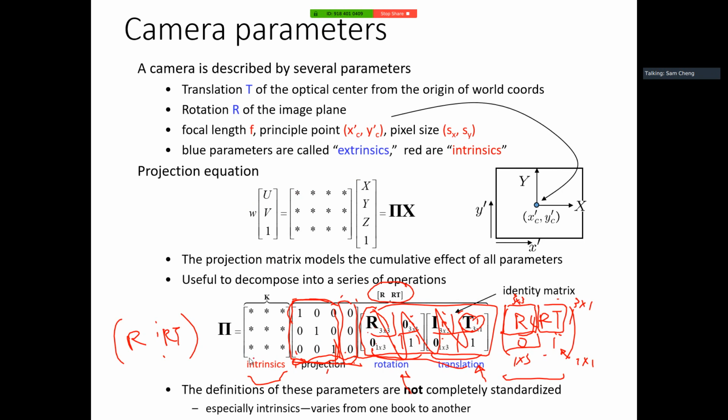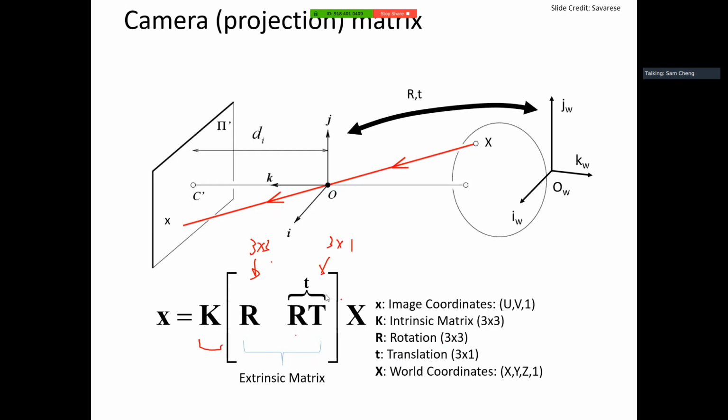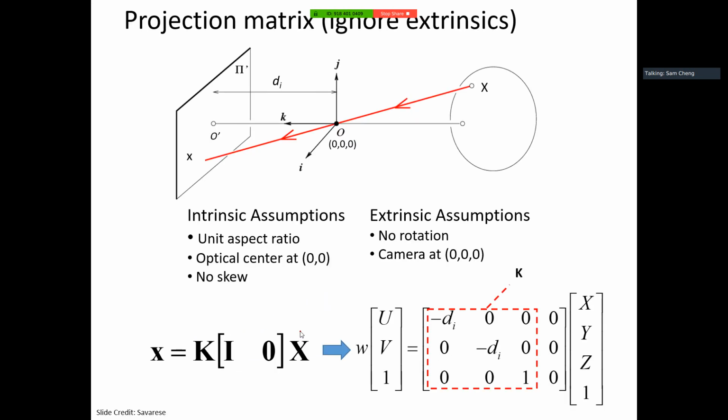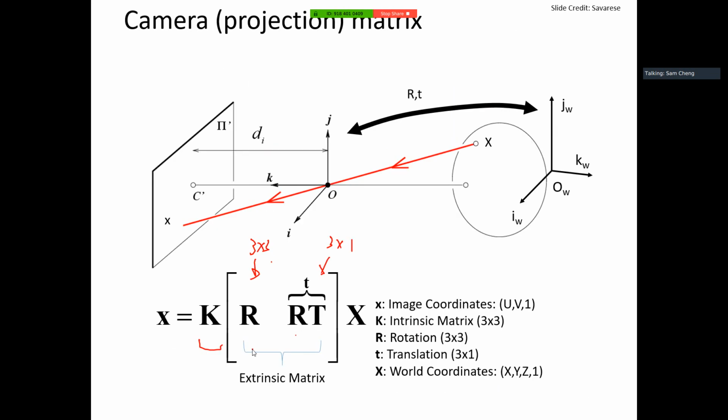K is this one. I don't specify anything about this K yet, but the extrinsic matrix is now replaced by this R and RT. Now for R and RT, if I assume that originally everything is aligned, then what will be R and RT? R will be what?